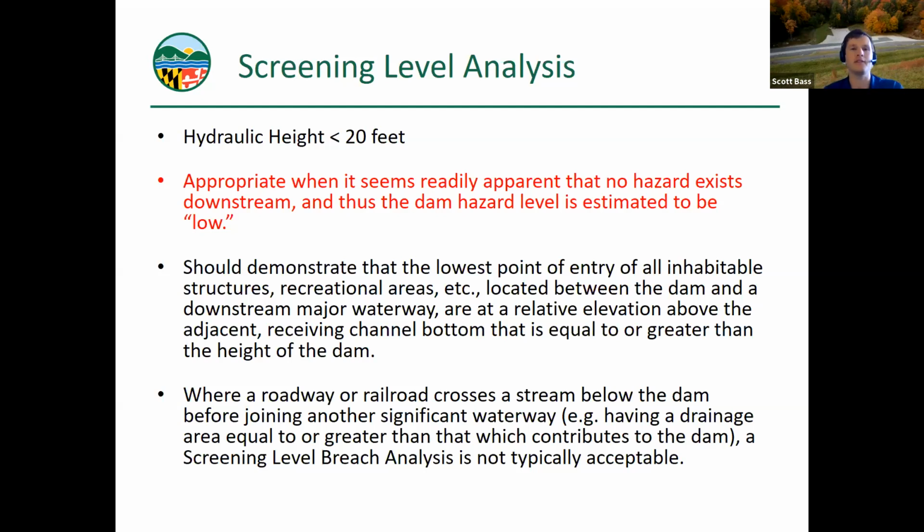It's apparent that this is a low hazard, so we can write those off. The engineer still needs to sign the statement and lay out what they took into consideration for this analysis, but that's the basis of it.